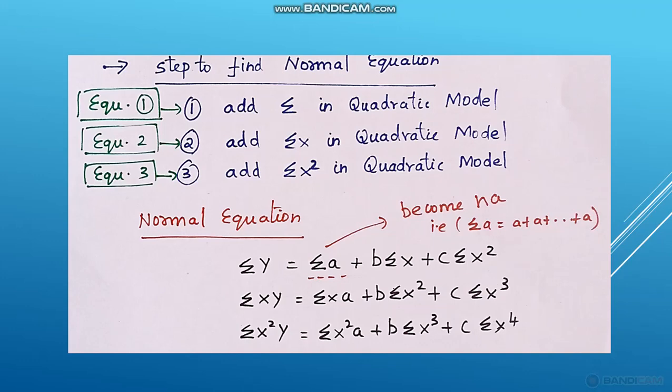Here, in the first normal equation you can see there is summation of a. a is a parameter, that is a constant. So summation of a is a plus a plus a plus a, that is n into a. Here n means number of observations.